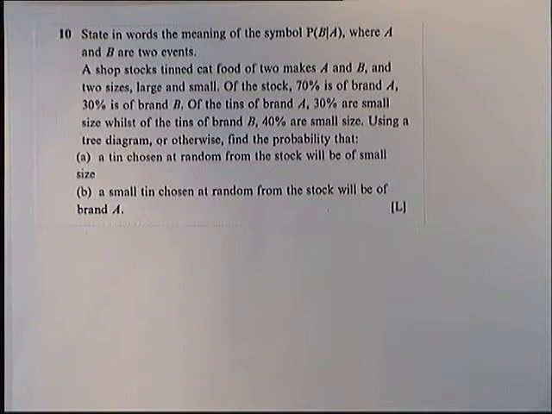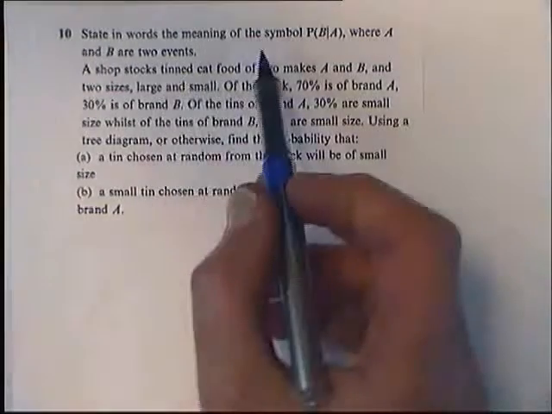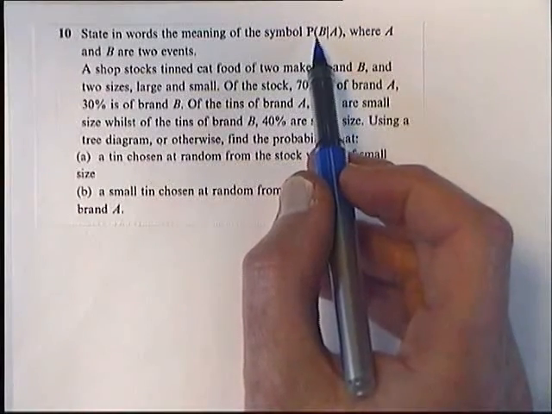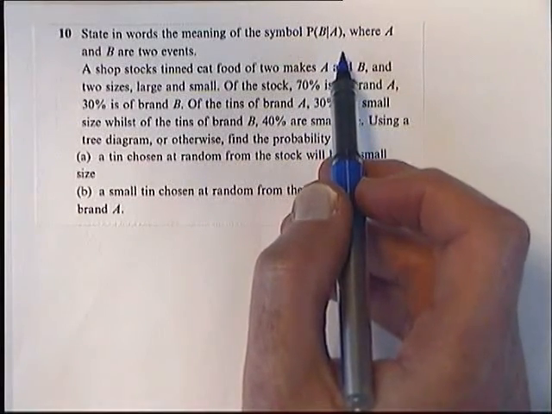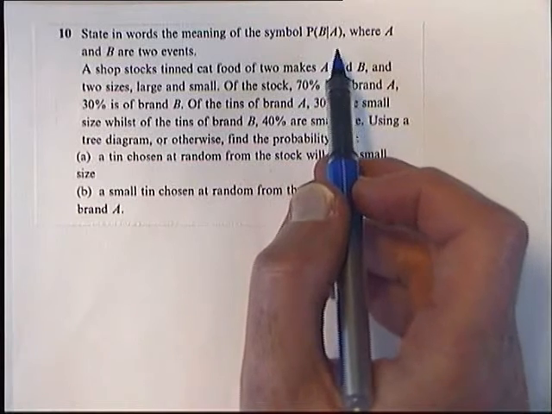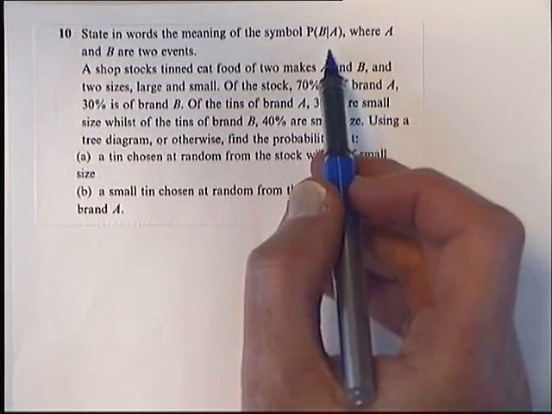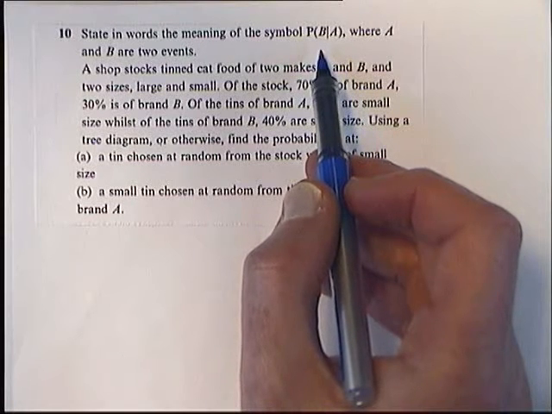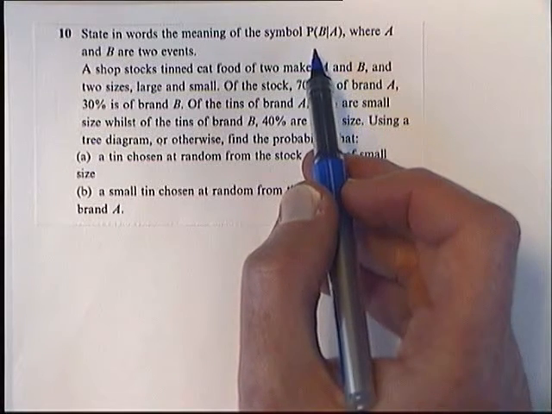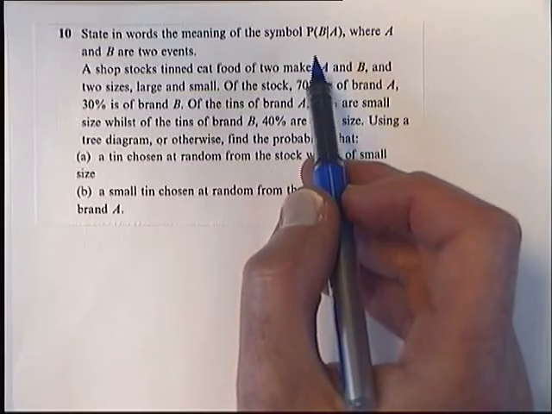First off in this one, state in words the meaning of the symbol, probability B/A. So, Lucy, can you just tell me what you would write down for explaining that in words? Probability of B given A. Yeah, that's it. Probability of B given A. That's all they're looking for there.